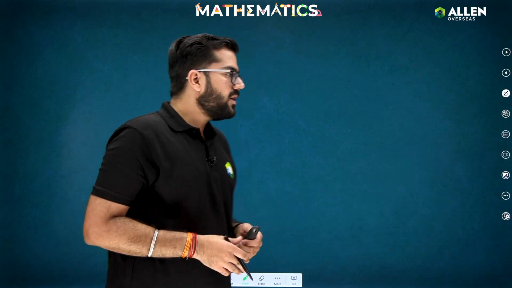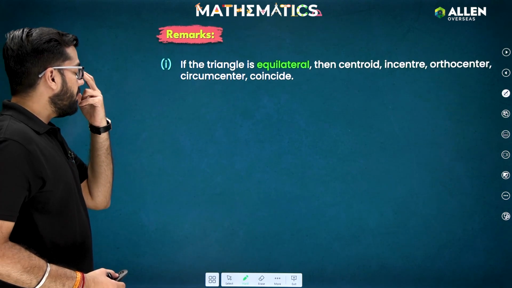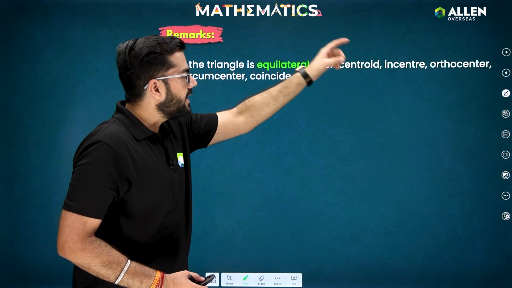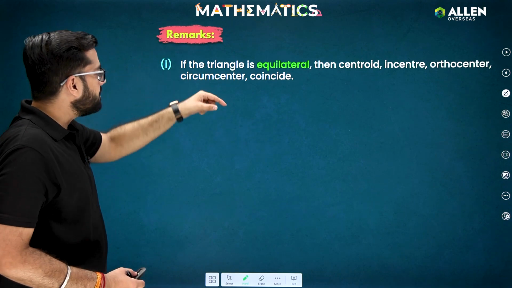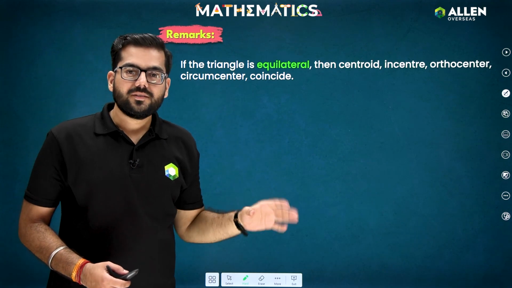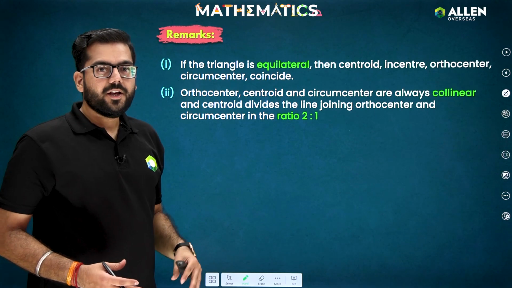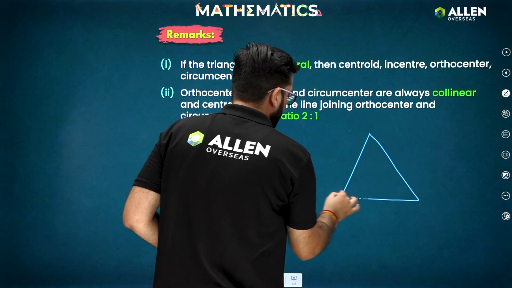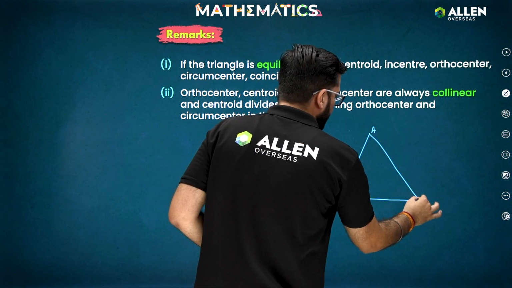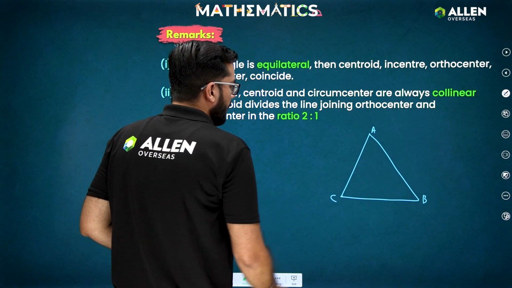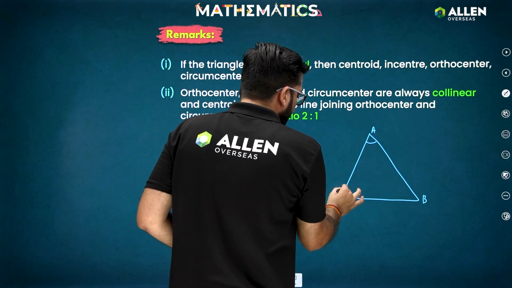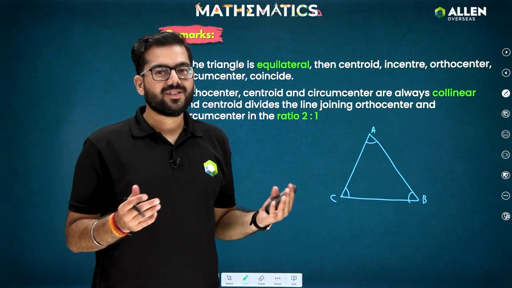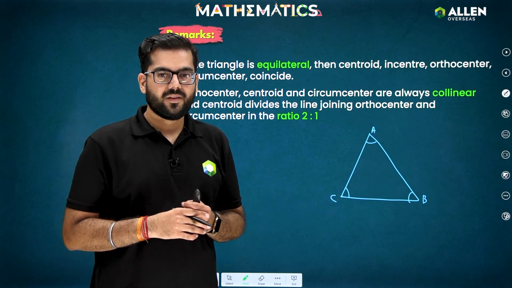Now, the next remark that you need to remember: if the triangle is equilateral, then the centroid, incenter, orthocenter and circumcenter all coincide. How? Again, you can see there. For example, you have a triangle that is something like this. And this is an equilateral triangle, you know. Equilateral triangle means all sides are the same, all angles also must be the same, that is 60 degrees.